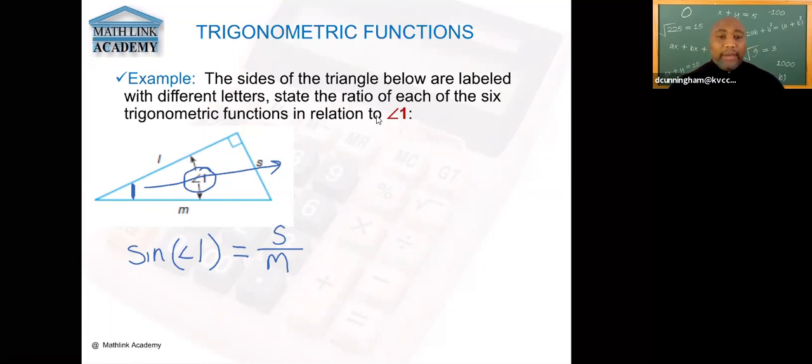And you want to do the same thing for the remaining 5 trig functions. So pause this, see if you can do cosine, tangent, cotangent, cosecant, and so forth, and write it like this. The cosine of angle 1 is equal to those two letters. So do that for a second, pause, and let's see what answer you get, and we'll see if we get the same answers.